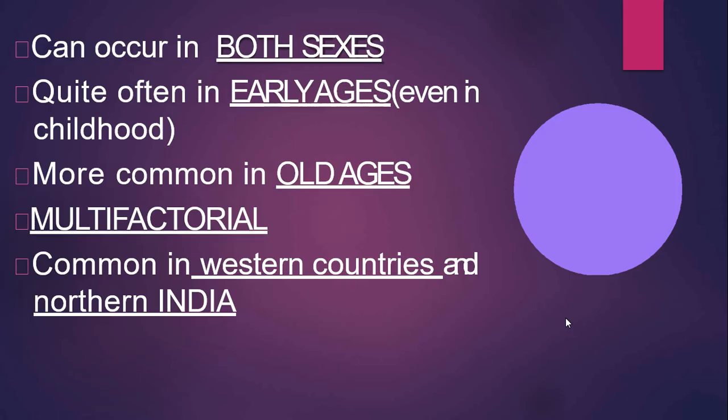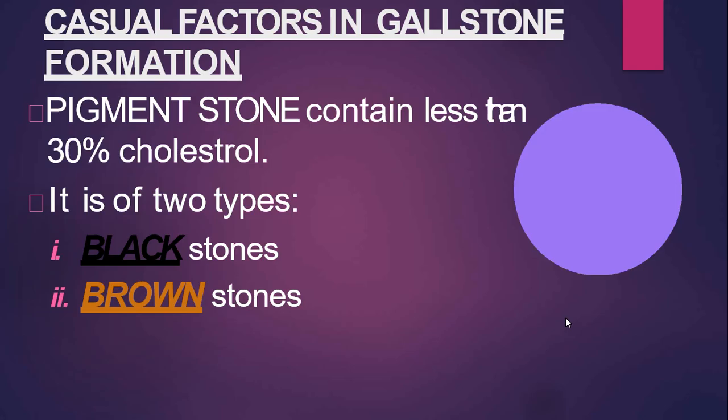There are multiple factors related to the formation of gallstones. They are common in western countries and northern India. Now, what are the causal factors in the formation of gallstones? Pigment stones contain less than 30% cholesterol. There are two types of pigment stones, black and brown.